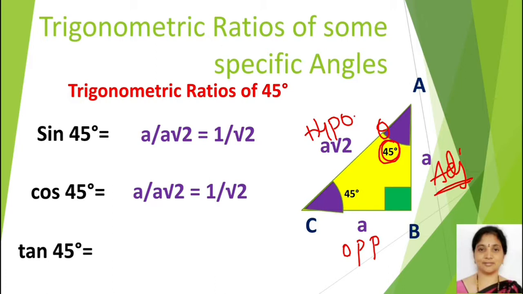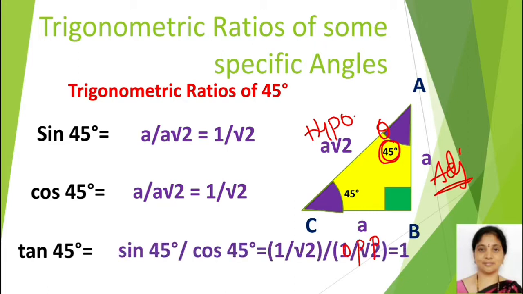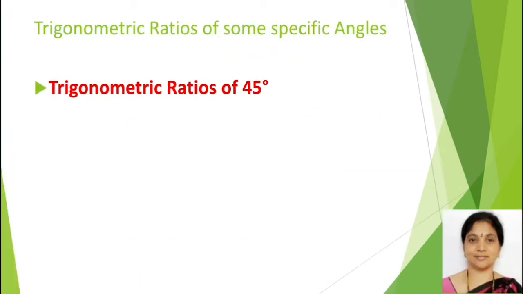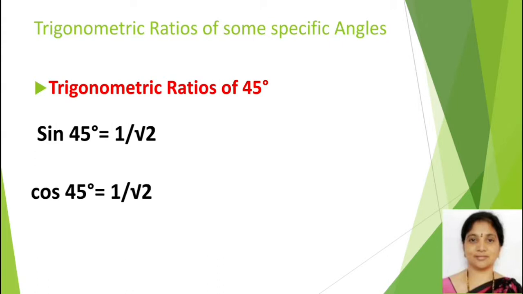Okay, and now come to tan 45 degrees. Tan 45 degrees we can calculate by using the formula sine 45 degrees by cos 45 degrees. That is nothing but 1 by root 2 by 1 by root 2. Both will get cancelled and we get 1. Okay, so now see the trigonometric ratios of 45 degrees for all the 6 trigonometric ratios. Just see, sine 45 degrees is 1 by root 2 and cos 45 degrees is equal to 1 by root 2. Tan 45 degrees is equal to 1.